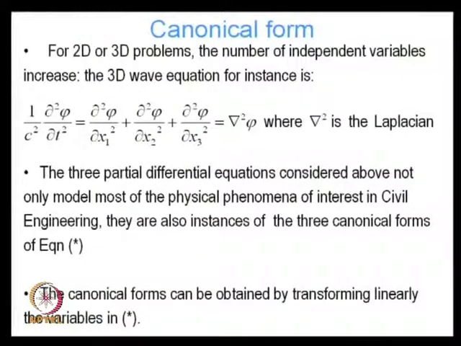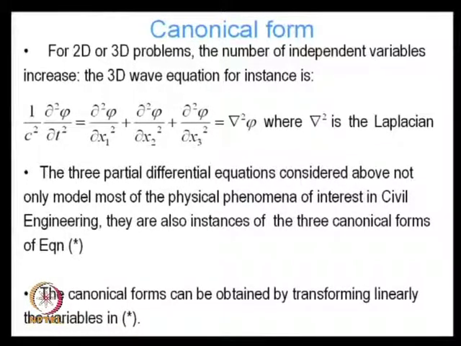For 2D or 3D problems, the number of independent variables increase. The 3D wave equation, for instance, is this. Instead of x1, I have x1, x2, x3, second order partial derivatives with respect to x1, x2, x3, which I can write as 1 by c square del 2 phi del t square is equal to the Laplacian of phi. That is the Laplacian operator.